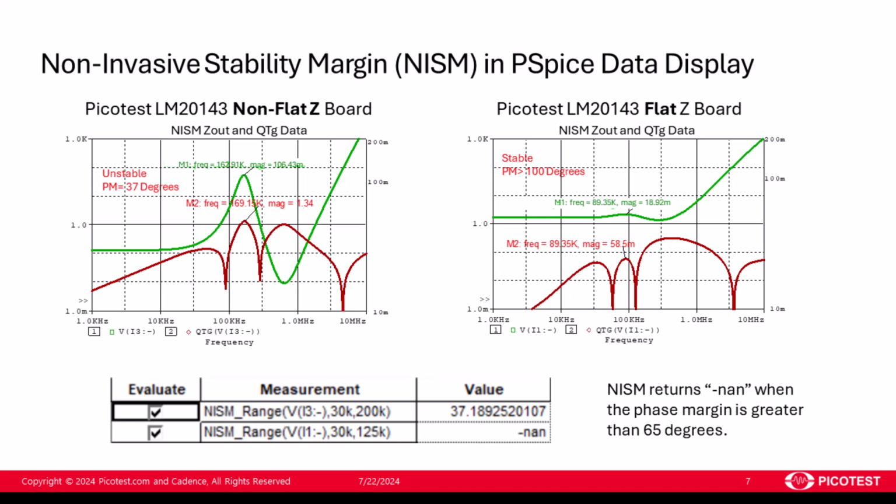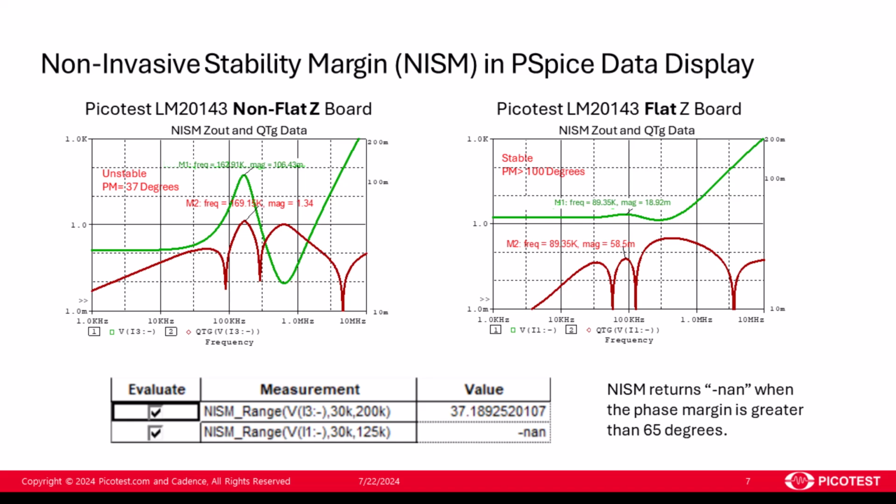The impedance peak is a local peak, so the NISM range measurement equation is used. If both the impedance and QTG peaks were global peaks, then the NISM measurement equation could be used, as it uses the data at the global peaks. We'll need to identify a frequency range that contains both peaks when using the NISM range measurement equation. Good candidates are 30 kHz to 200 kHz for the non-flat design, and 30 kHz to 125 kHz for the flat design.